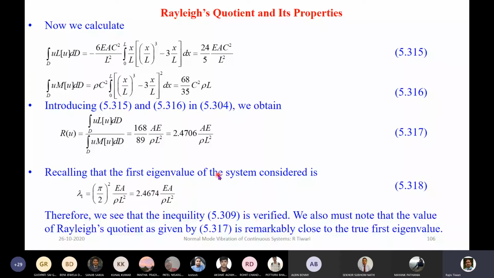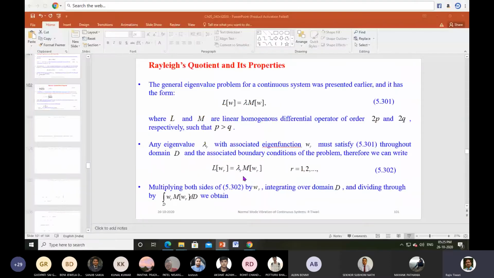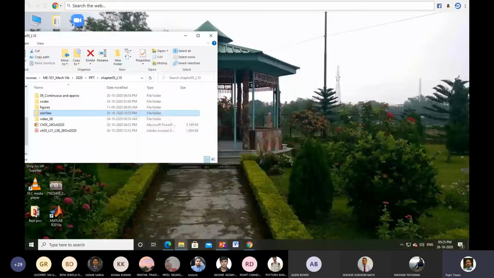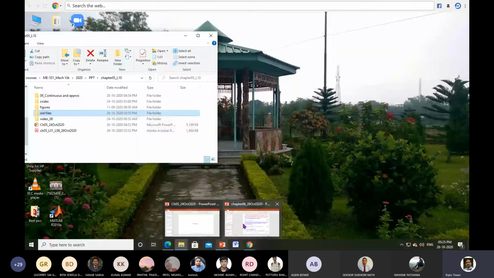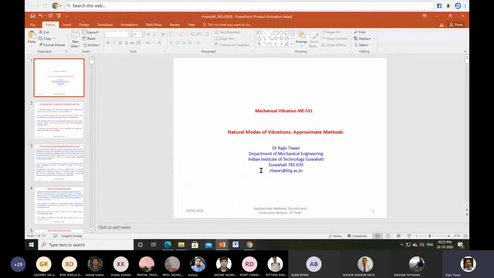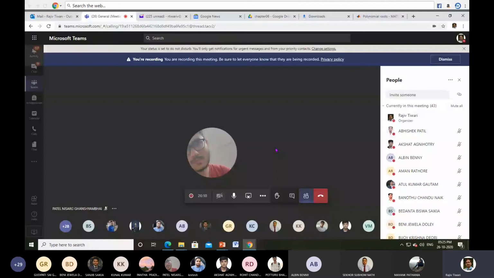So this is regarding the Rayleigh's quotient, which I discussed. I'll start with the next chapter, but if you have any questions, I can take them up. Otherwise, I will go for the next chapter. That is also an approximate method, but there we will not only find the first natural frequency, but the higher natural frequencies can also be obtained.